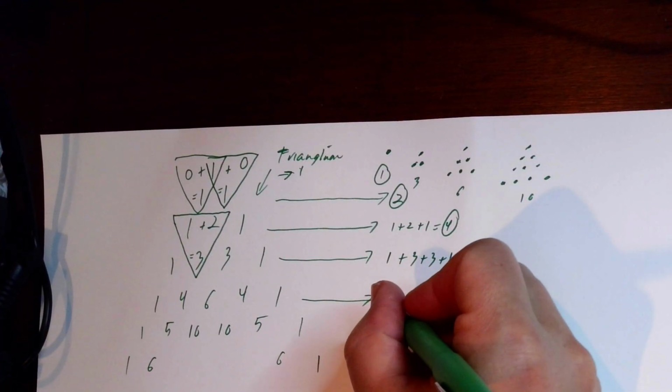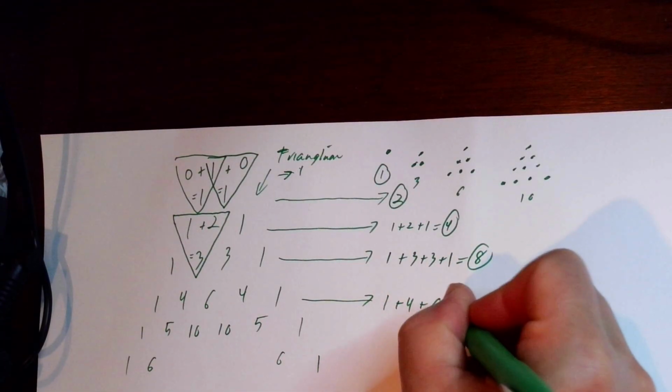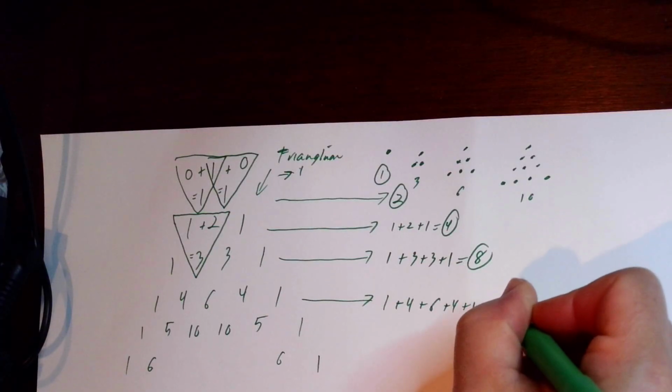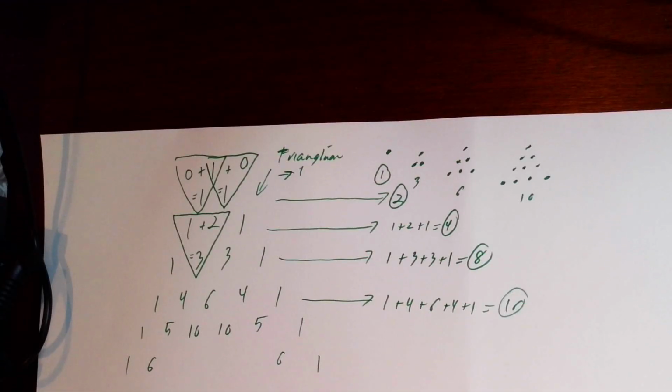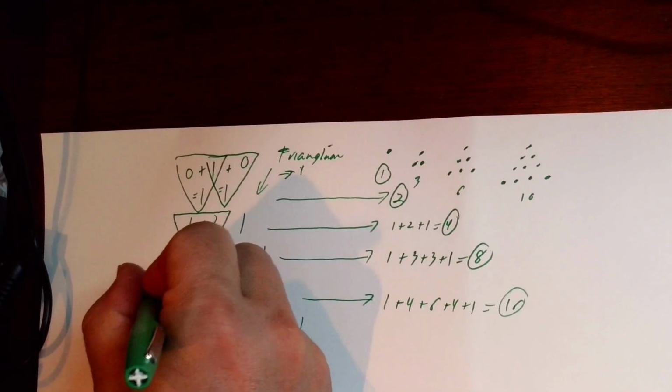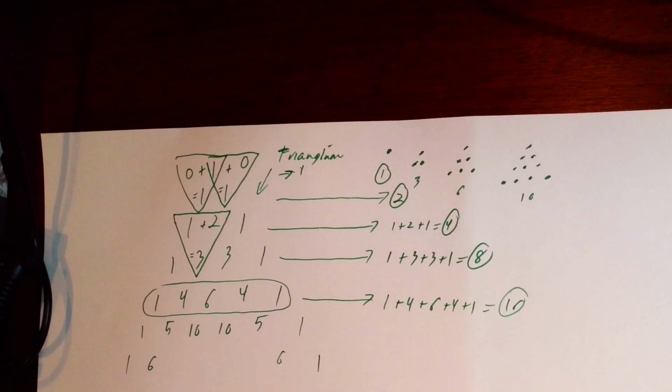Right, here we get 1 plus 4 plus 6 plus 4 plus 1 equals 16. Nice. Okay, well, let's explore what these mean. I'm going to pick on this row because it's interesting enough but not so complicated that we can't brute force things at least a little bit.